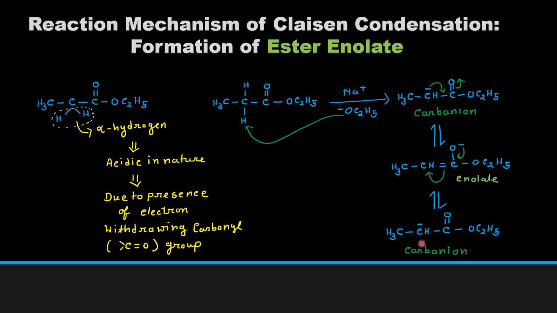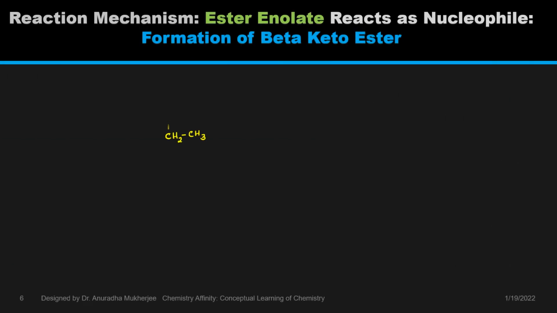carbon. So now here you can see the carbanion is forming in this reaction and in between, it's an enolate. So formation of ester enolate is very important, and that's the reason presence of alpha hydrogen is important for Claisen condensation reaction. Now one nucleophilic center is present. Now another ester molecule is present in the reaction mixture where this carbon is electrophilic in nature.